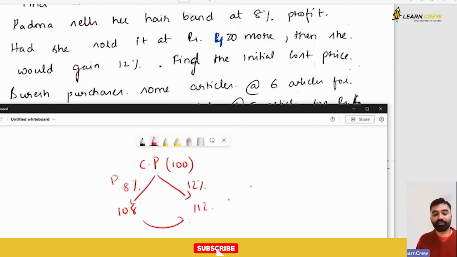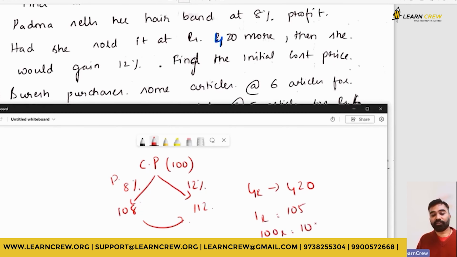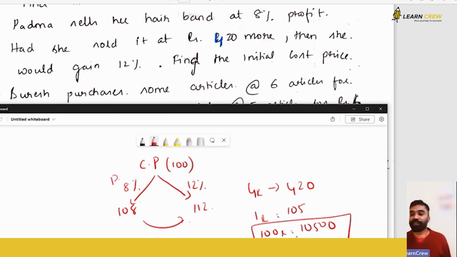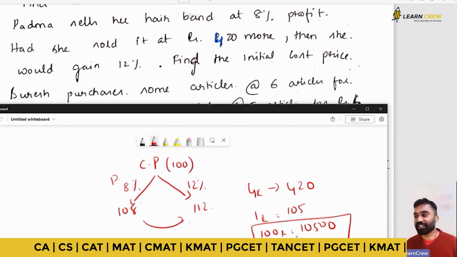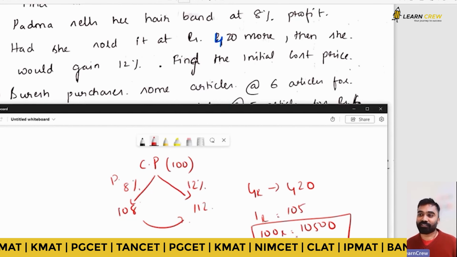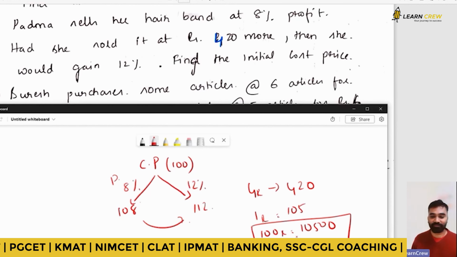The change is going to be 4R. 4R is nothing but 420, so 1R is nothing but 105. So 100R is nothing but 10,500. Right? Straightforward. Speed has to be increased as of now. As soon as you start seeing these questions, immediately you should start getting answers, not after 5 minutes, 10 minutes. All clear till here?